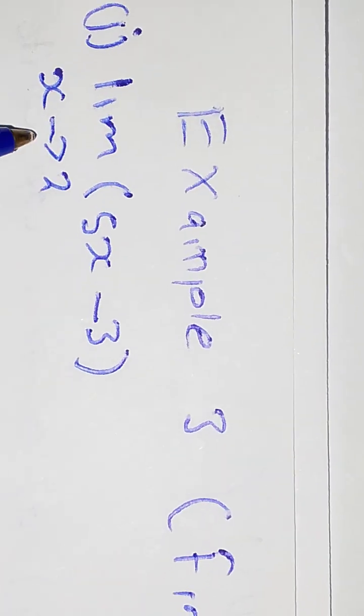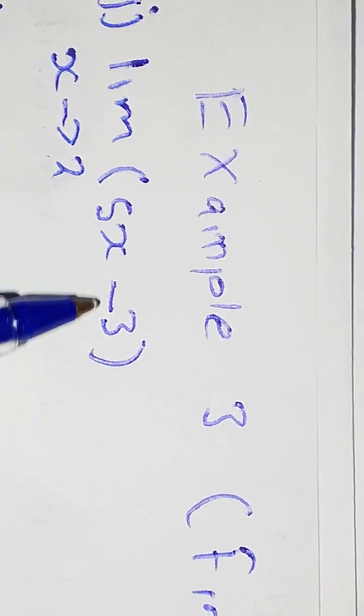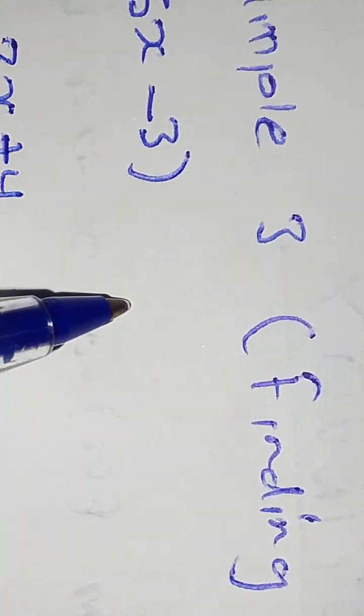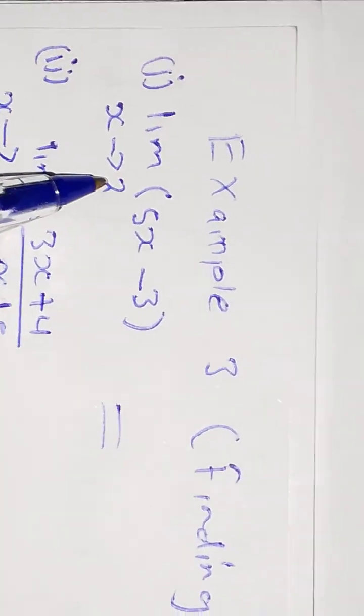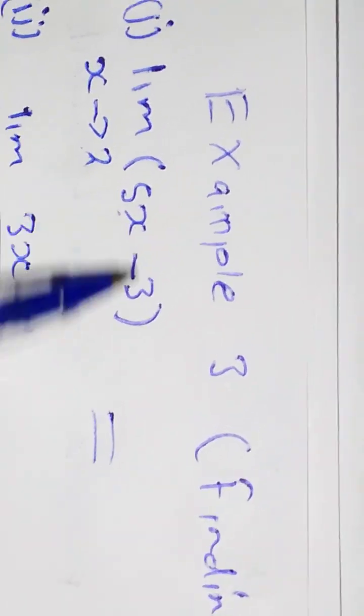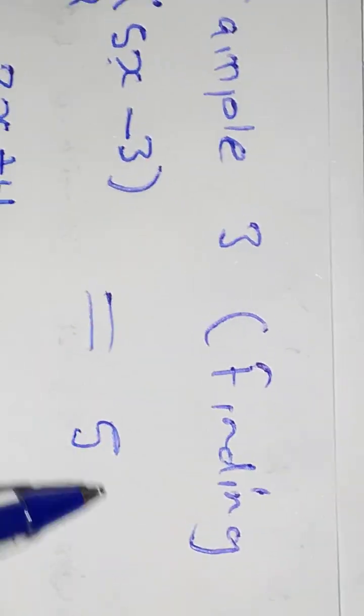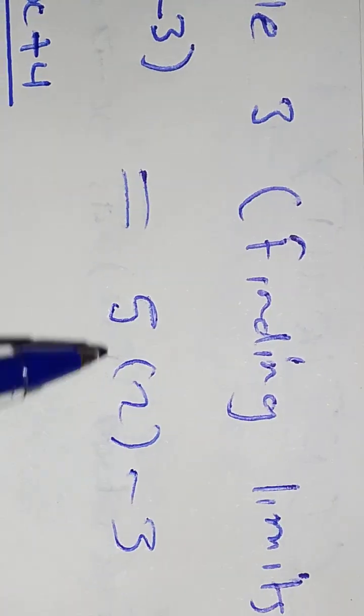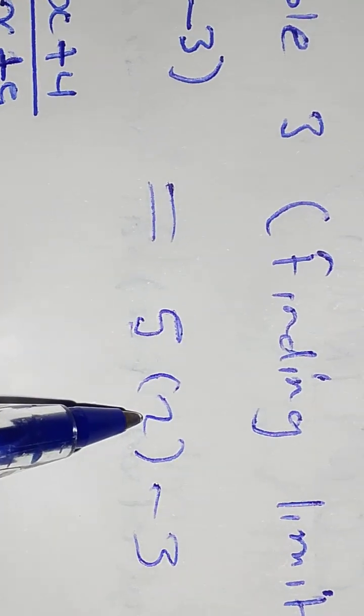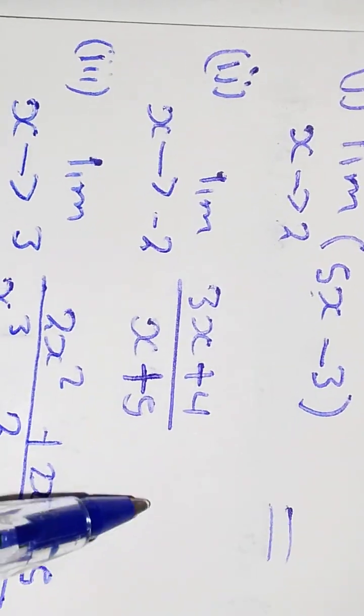Example 1 is saying: the limit as x approaches 2 of 5x minus 3. So this is equal to, what does this mean? Where there is x, you put a 2, so it will be 5 times 2 minus 3. 5 multiplied by 2 is 10, so it will be 10 minus 3. 10 minus 3 is equal to 7. So it means you have solved this function. Let's go to example 2.